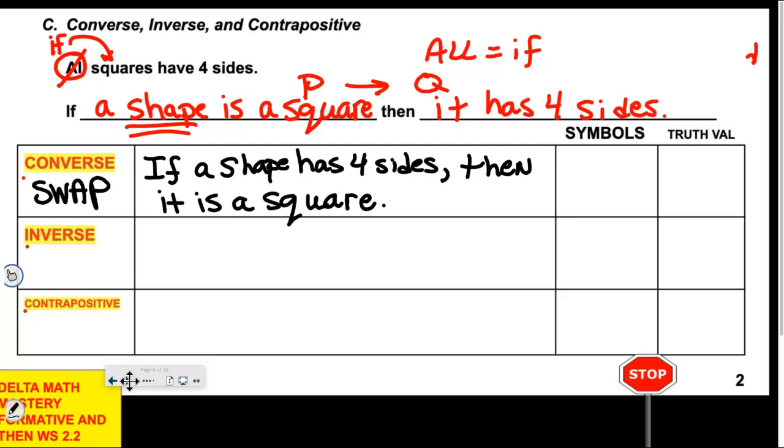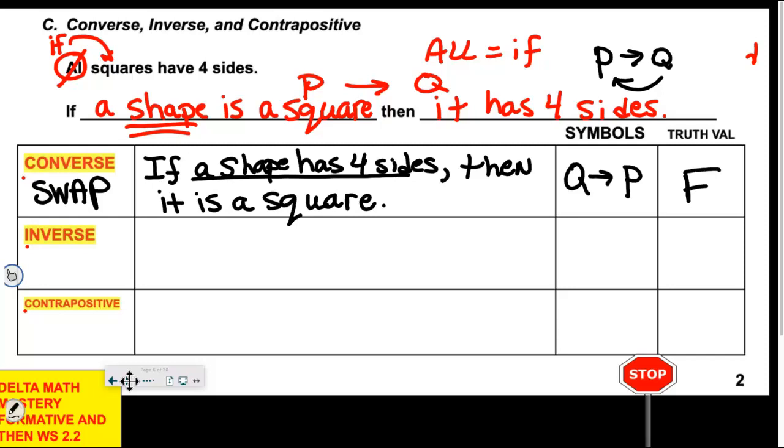So up here, my original statement is of the form if P, then Q. When I swap them, it becomes notationally Q implies P. Okay? Its truth value: I have to go back and see if this is true. If a shape has four sides, am I 100% sure it's a square? It's a rectangle, or a rhombus, or a kite, or a trapezoid, but it doesn't have to be a square.